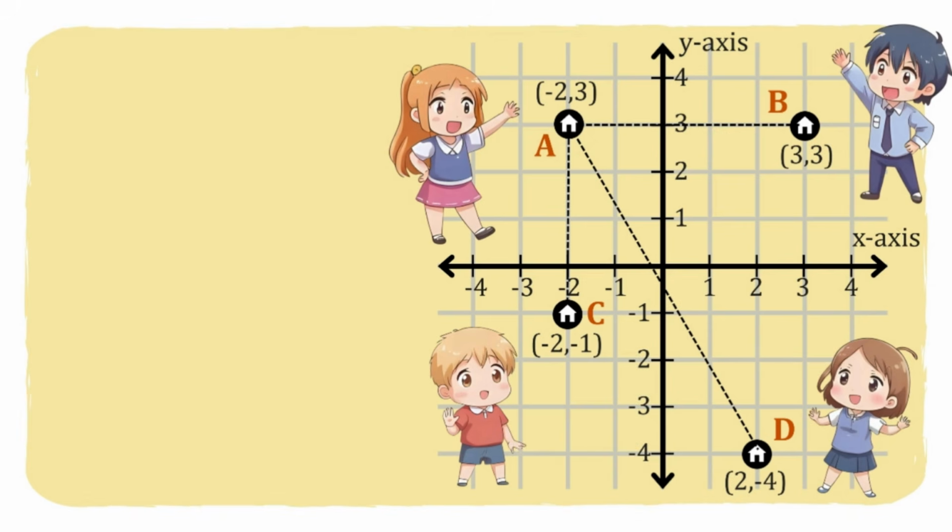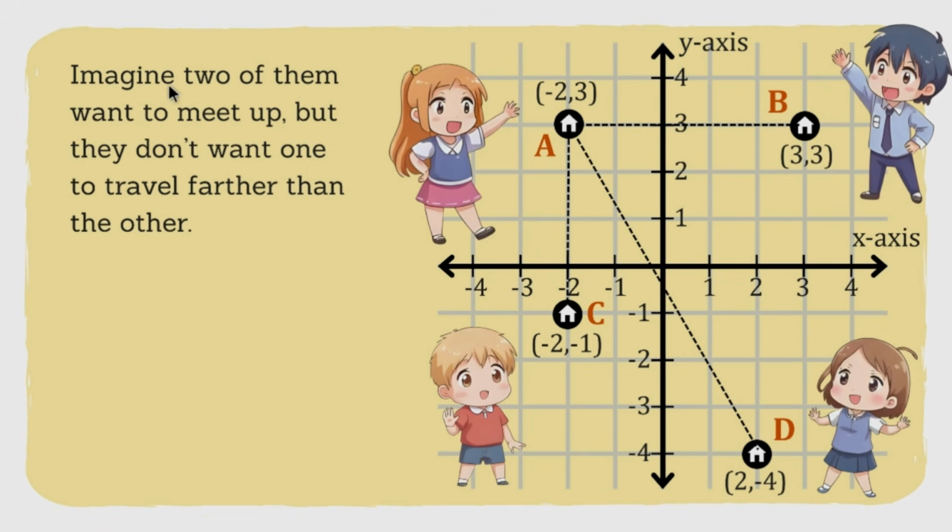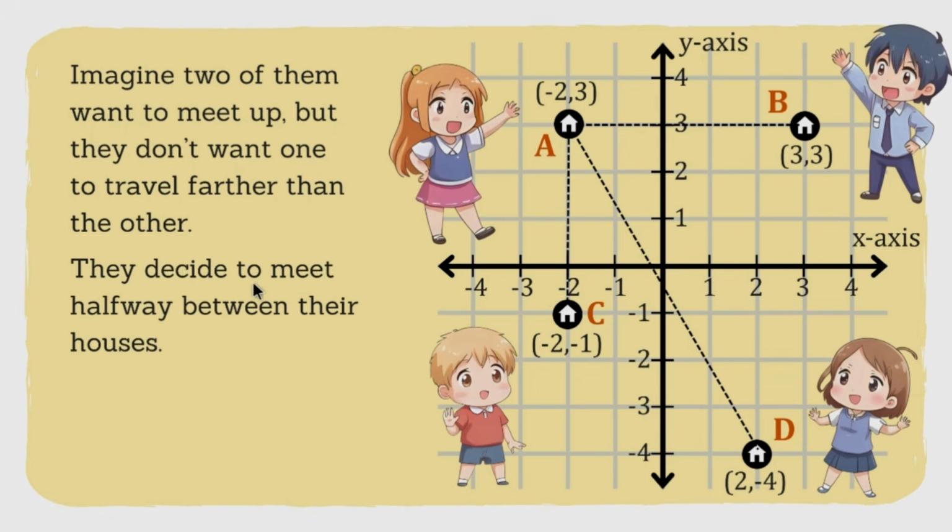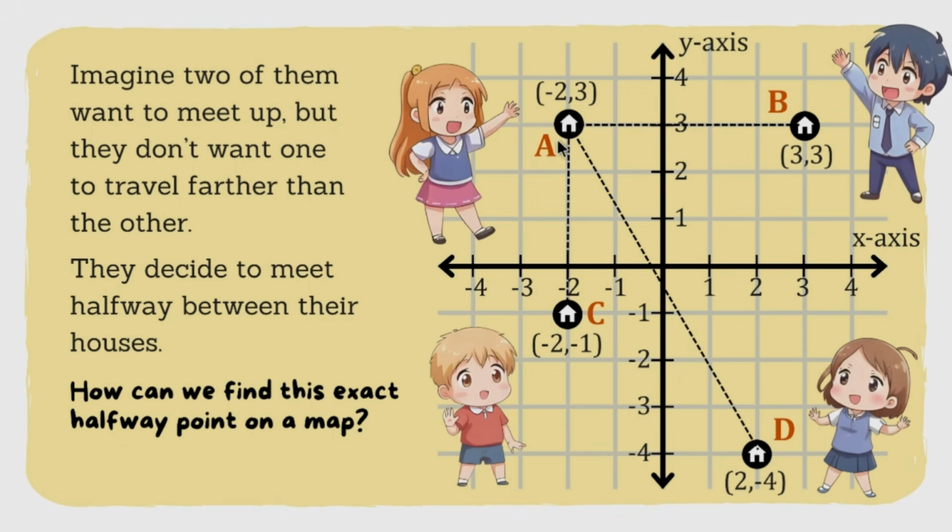Okay, gamitin pa rin po natin yung scenario doon sa previous lesson natin. Let's just add the story. Imagine 2 of them want to meet up, but they don't want one to travel farther than the other. Gusto nilang mag-meet pero gusto nila mag-meet sa gitna. Okay, they decide to meet halfway between their houses para naman hindi lang isa yung mapagod, ano? So let's have for example yung una, we have here Anna and then Ben. How can we find this exact halfway point on a map?